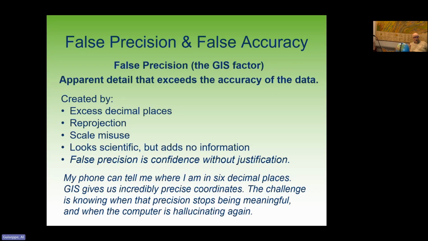It's created by excess decimal places. Scale misuse. It looks scientific, and that ain't right. False precision is confidence without justification. My phone can tell me where I am to 6 decimal places. The GIS gives us incredibly precise coordinates. The challenge is knowing when precision stops being meaningful and when the computer is hallucinating.